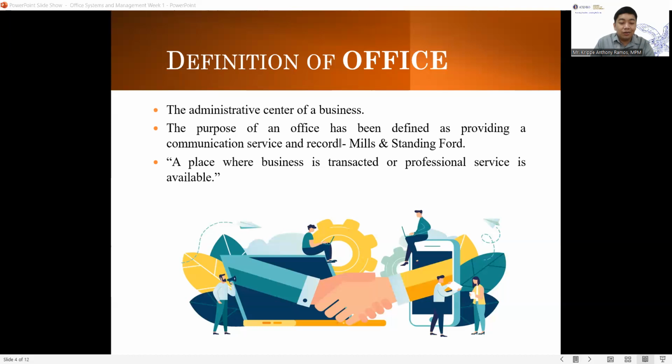Ultimately, office has been said to be a place where business is transacted or professional service is available. Let me give an example. Lalo na sa government offices, in order for you to transact, say for example, with SSS and Pag-ibig, kailangan na pumunta sa opisina nila. That's a good example when it comes to our transactions and even business dealings, most especially in the offices.